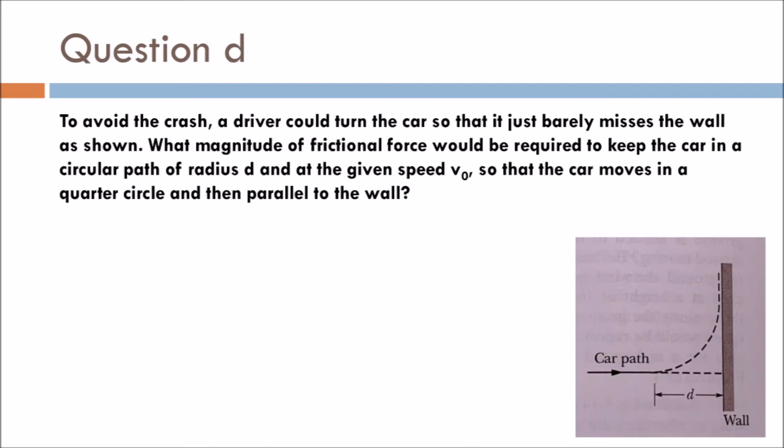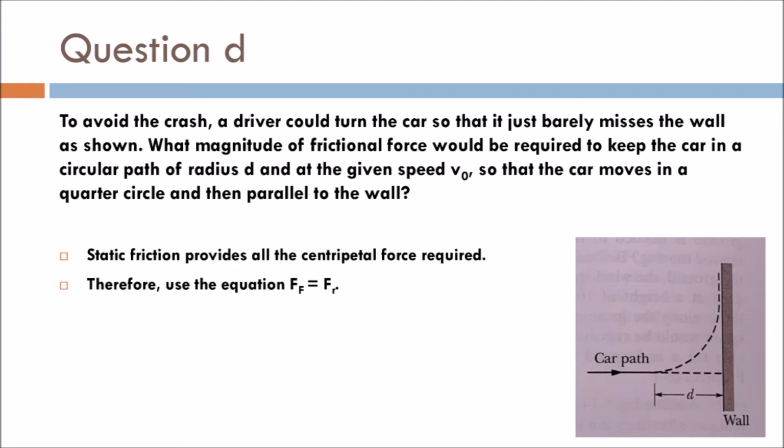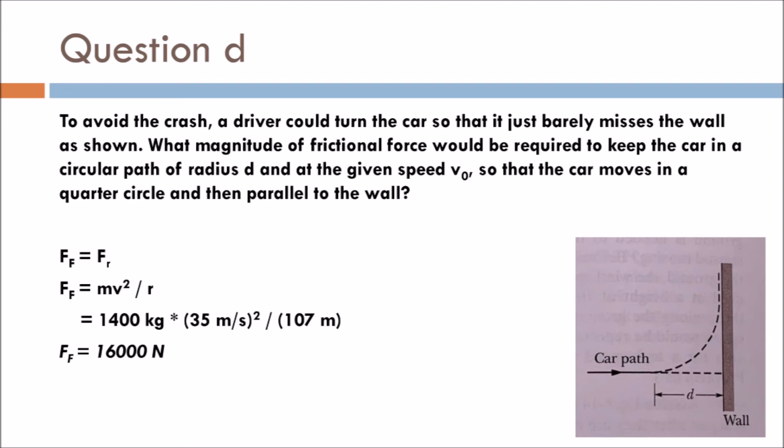Question D might be a bit more difficult, but it can be solved relatively easily if you know your circle stuff. The "as shown" is signifying the dotted line curving upward. So, static friction provides all the centripetal force that will take the car on its wonderful journey north. Therefore, use the equation friction force equals centripetal force. It's actually pretty straightforward if you know your stuff, so just plug in away and get the answer of 16,000 newtons.